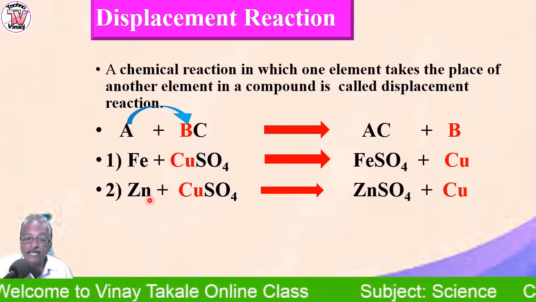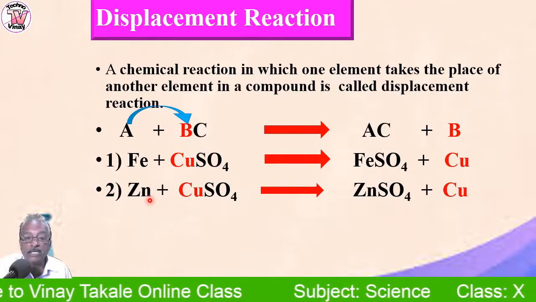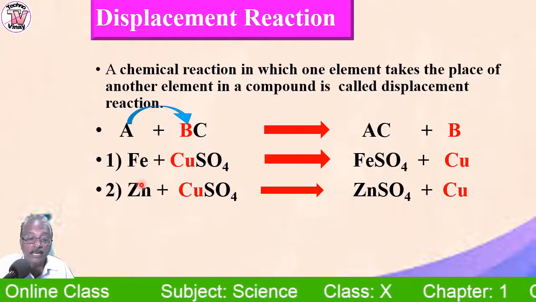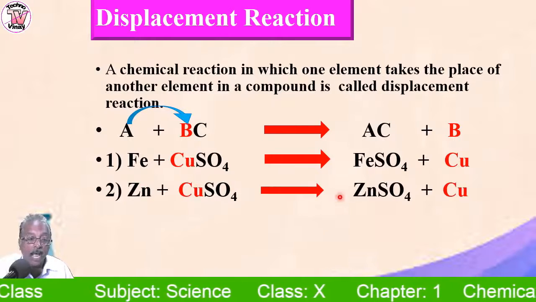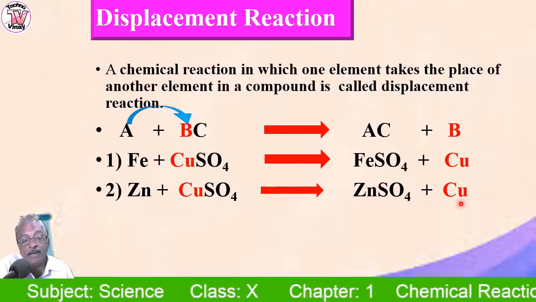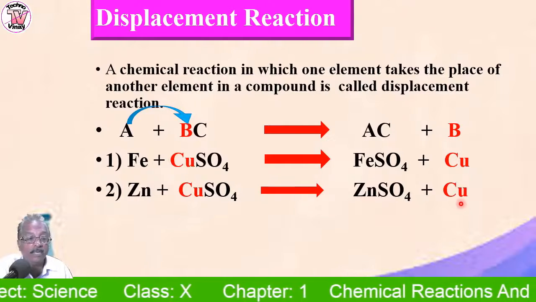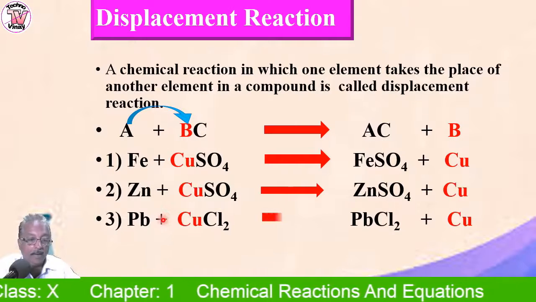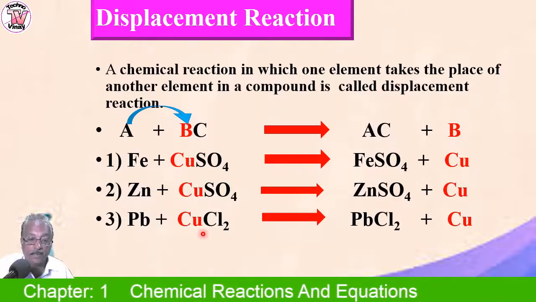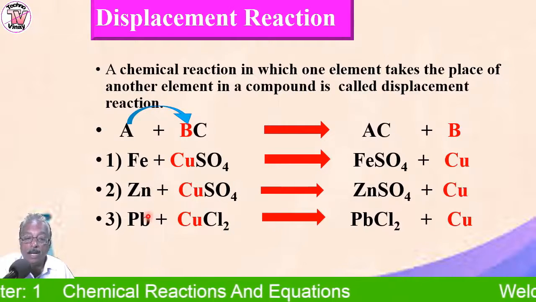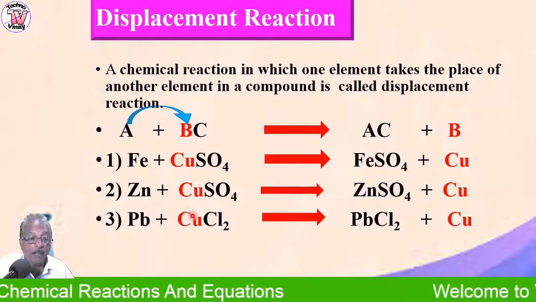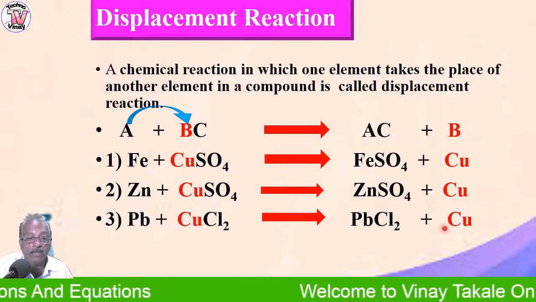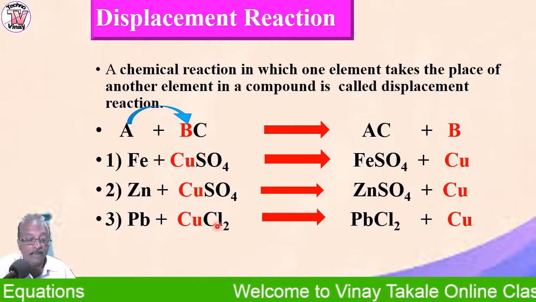Similarly, if you place zinc granules, which is a quite shining silvery gray color, in the copper sulfate solution, zinc is going to displace copper from copper sulfate solution and it forms zinc sulfate, and copper gets deposited on the surface of zinc. Similarly, if you place lead in a copper chloride solution, lead will displace copper and form PbCl2, that is lead chloride, and copper. So all these three are examples of displacement reaction.